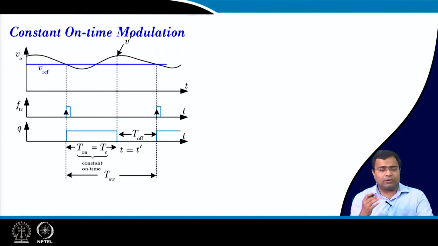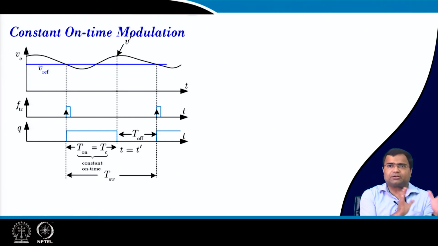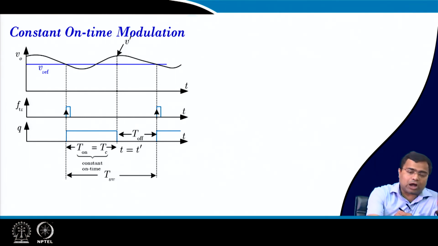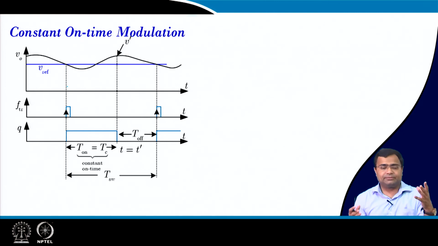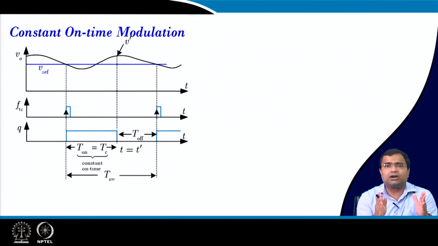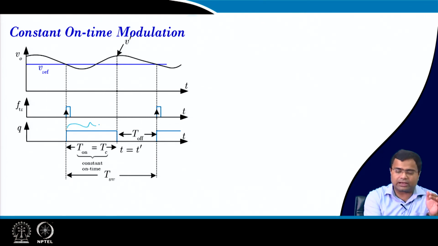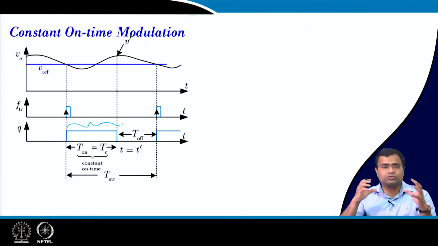Then if you talk about constant on time, again it is just the complement of the constant off time. That means when the output voltage goes below the reference voltage, then the monoshot timer is enabled. Once the monoshot timer is enabled, the switch will be turned on for the duration which is nothing but the on time you are setting. This is the on time set by the monoshot timer.